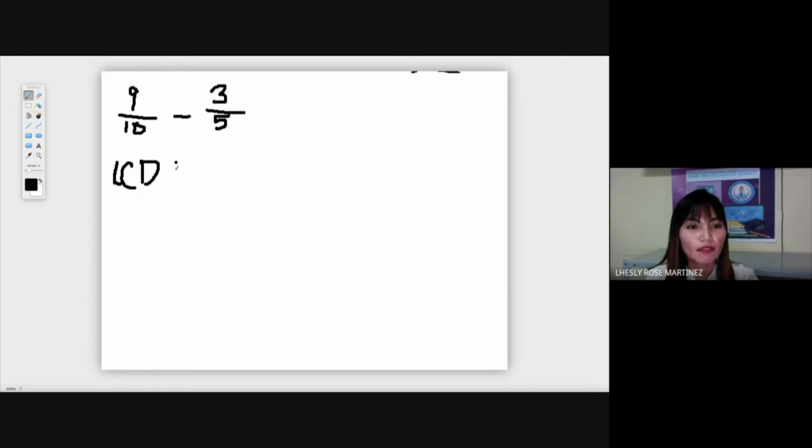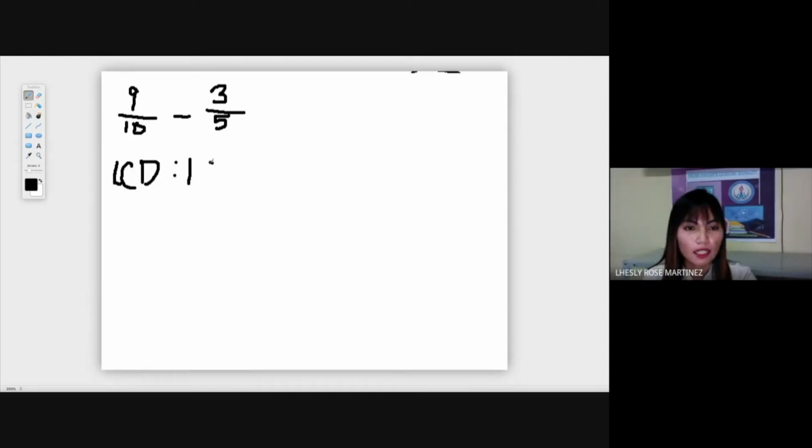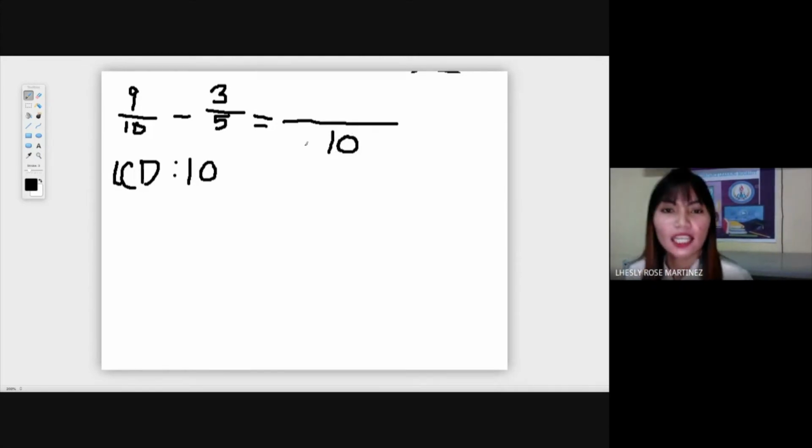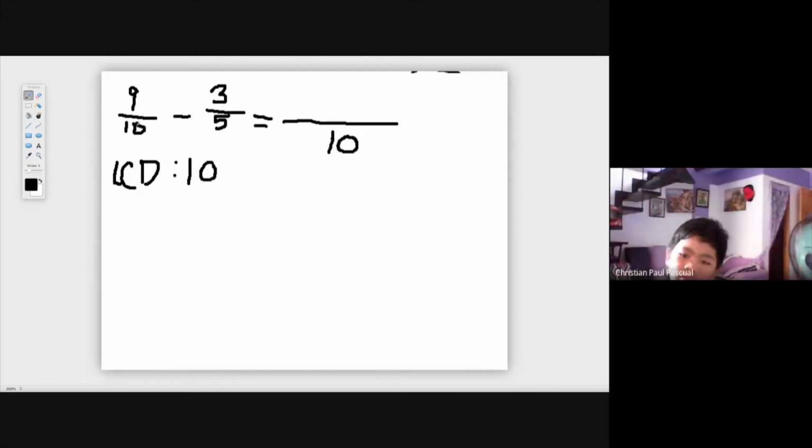10 and 5. 10. Okay, 10. So, we have 10. Okay, so second is find the equivalent fractions of 9/10 and 3/5. Okay, thank you. So, to find the equivalent fractions of the first fraction, we need to divide the denominator. 10 divided by 10. 1. Okay, very good.